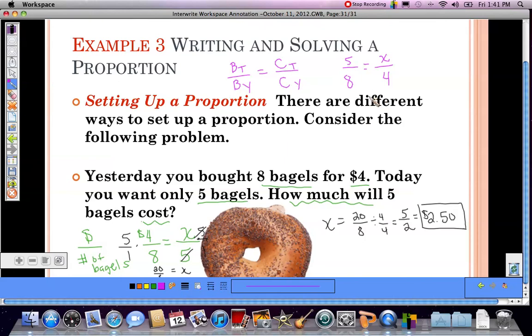And then using mental math this time, I can solve. The reason I'm using mental math is because I know that 4 times 2 will get me to 8. So what number times 2 will get me to 5? And that number is 2.50. So you can see in both methods you get the cost of 5 bagels is equivalent to $2.50.